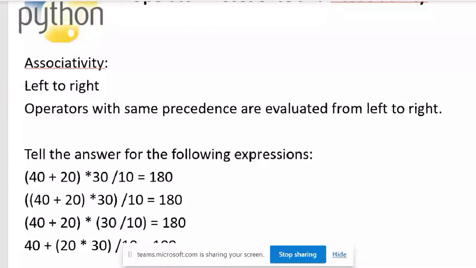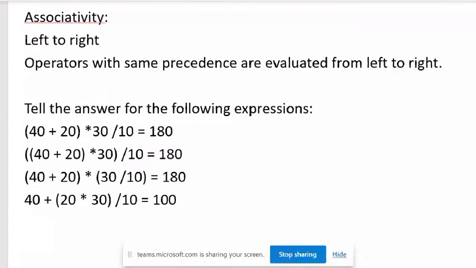And what about the last one? Parenthesis, obviously. So 20 into 30 means 600. Then what is the next operation that will be performed?